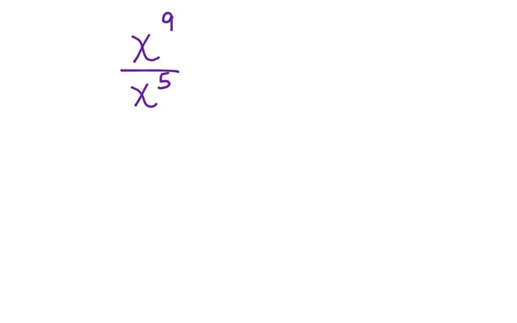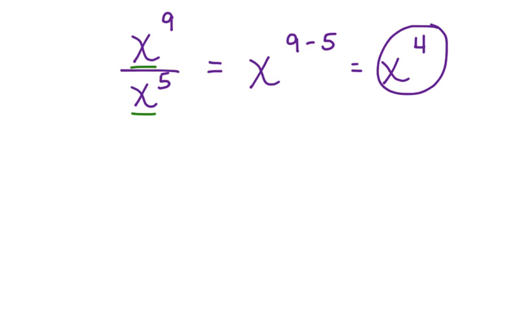Here we have x to the ninth divided by x to the fifth. Again, our bases are alike, so we can simply subtract the exponents. 9 minus 5 equals x to the fourth. This is our answer.